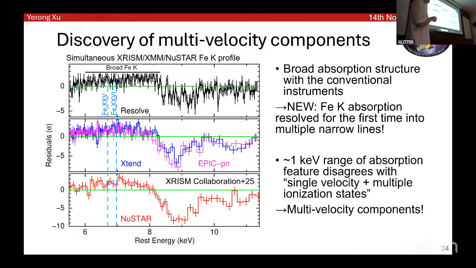So this multiple narrow absorption feature means these lines must come from multi-velocity components. That's the groundbreaking discovery brought by XRISM. And then we need to model these UFOs.